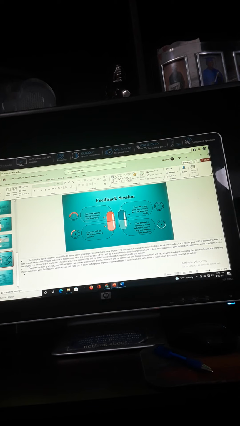It takes a team effort to reduce medication errors and improve workflow.